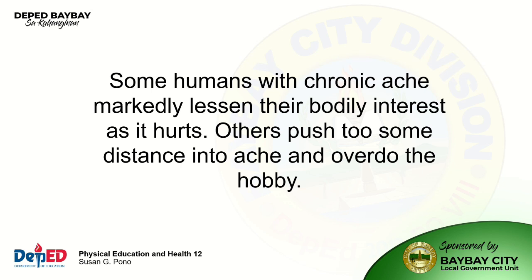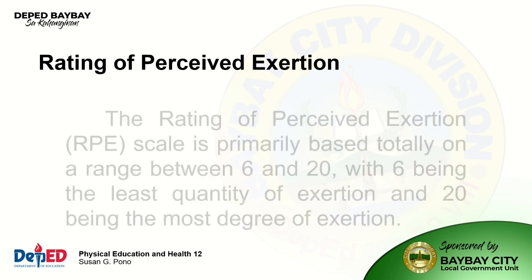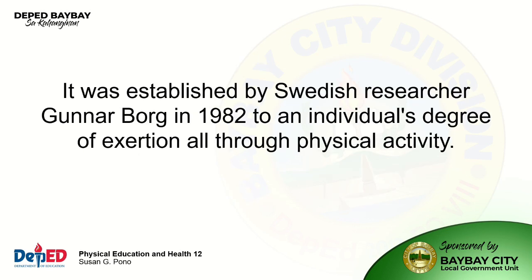At this time, let us proceed to the rating of perceived exertion. The rating of perceived exertion scale is primarily based totally on a range between 6 and 20, with 6 being the least quantity of exertion and 20 being the most degree of exertion. It was established by Swedish researcher Gunnar Borg in 1982 to measure an individual's degree of exertion during physical activity.